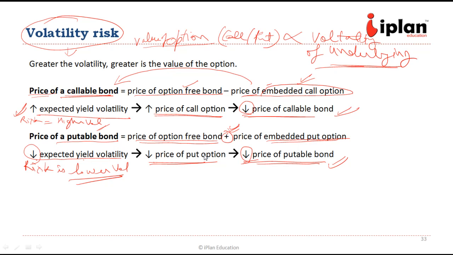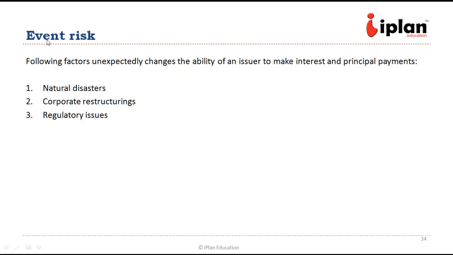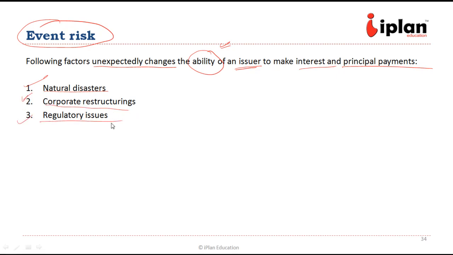Now let us move to the next slide. It talks about event risk. There could be specific events which can affect our cash flow, coupon payments and principal payments. They unexpectedly change the ability of an issuer to make interest and principal payments. It could be natural disaster. It could be sudden restructuring at corporate level. There could be some regulatory issues, etc. So these events are extraordinary events which cannot be predicted and they affect the ability of the issuer. So this kind of risk is called event risk, which is tied up to a specific event.